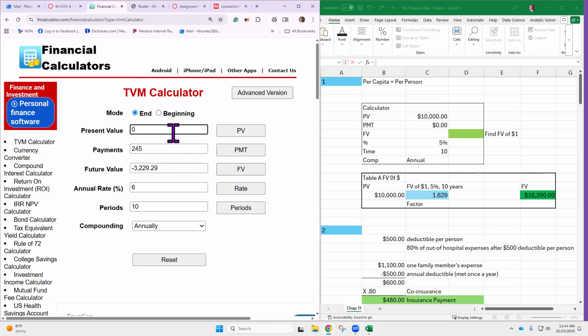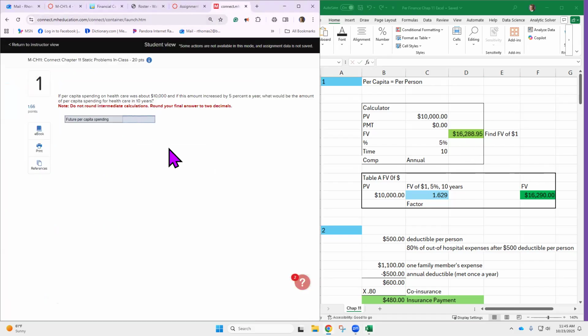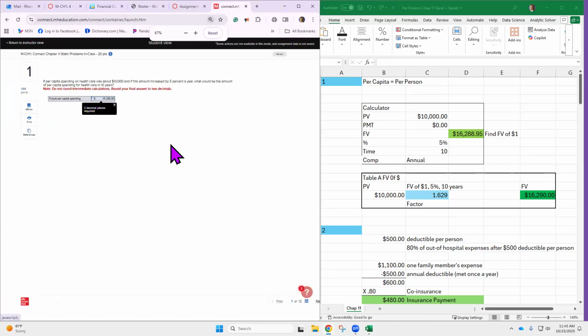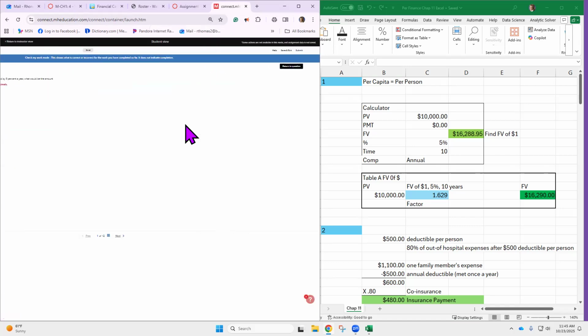All right, so $10,000 is today's money. We're looking for the future value, 5% in 10 years. About $16,288.95. That pretty close? Yeah, within $1 or $2. So that's good. And I'm going to see if it accepts both. I'm using the table. Okay, so hopefully you guys are using the calculator.